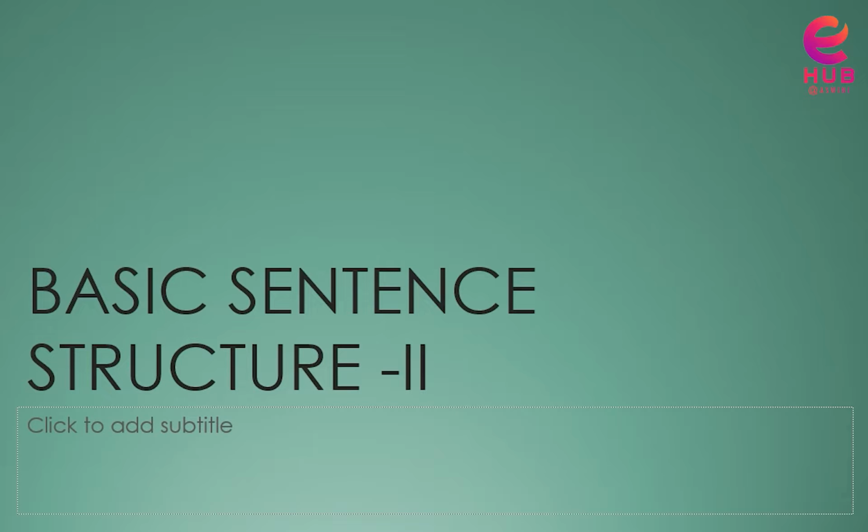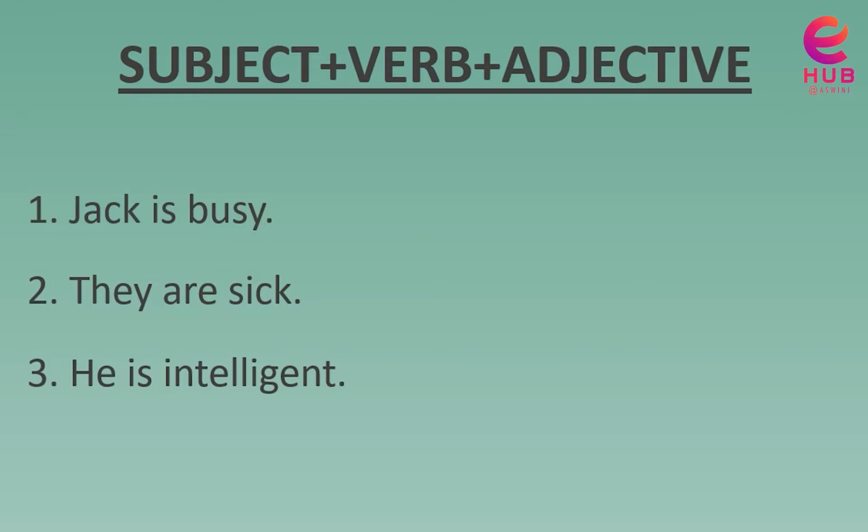Today we are going to discuss Basic Sentence Structure 2. Basic Sentence Structure 2 deals with the subject, verb and adjective. An adjective adds additional information to the subject. For example, Jack is busy. They are sick. He is intelligent.